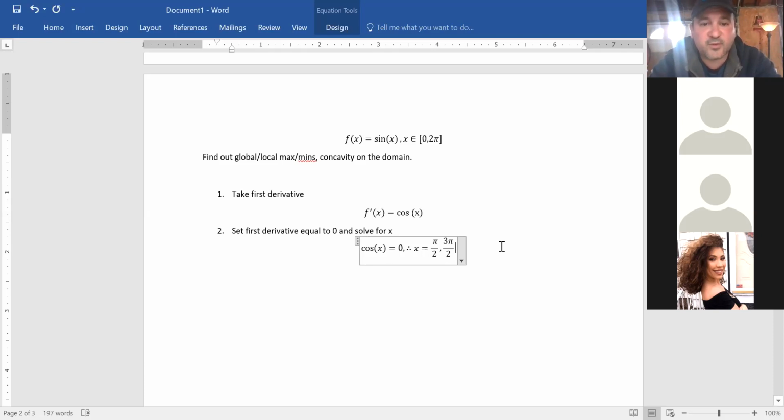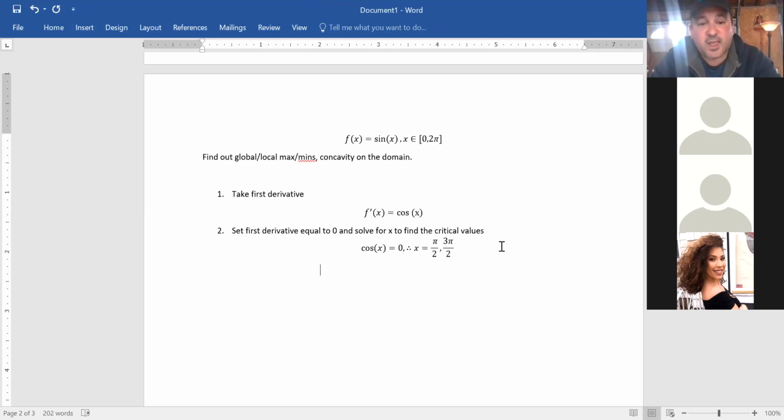So set the first derivative equal to 0 and solve for x. We get our x's there. Actually, let's skip this and go right to the second derivative test, because this is a full workup and that's what you should do in a normal situation. We've got our critical values. So set equal to 0 and solve for x to find the critical values. And in this case, these are your critical values.